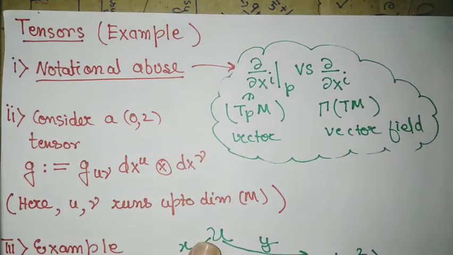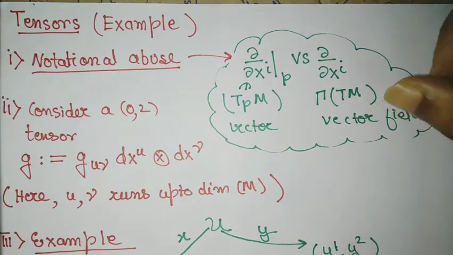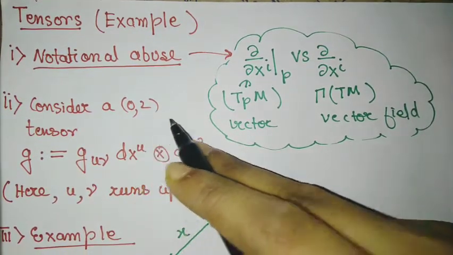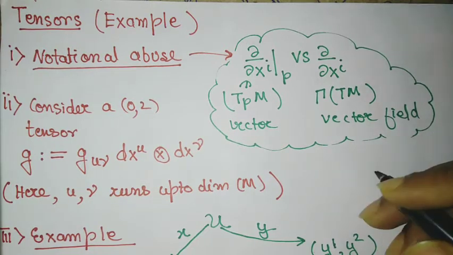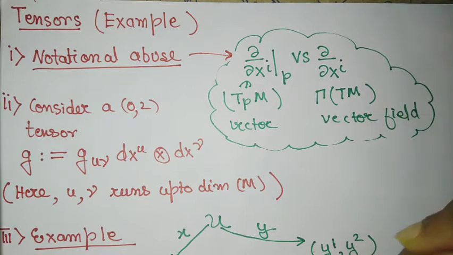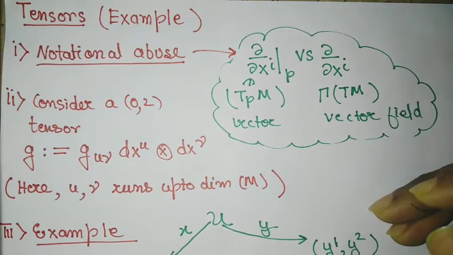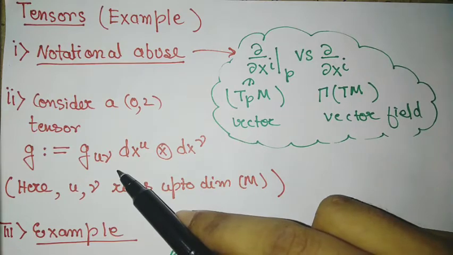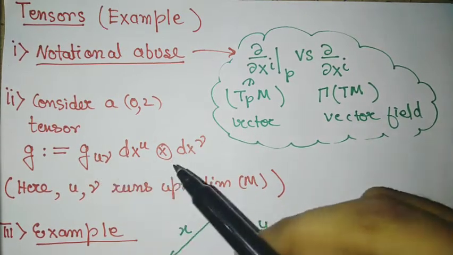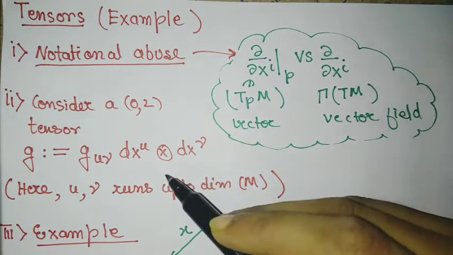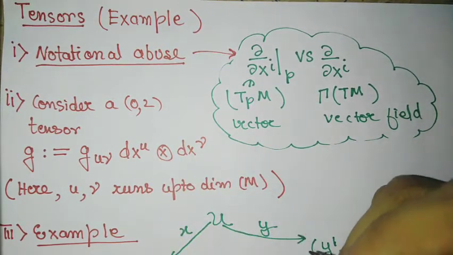In this video I will be talking about a small example of tensors. So I will basically be taking a 0-2 tensor, which will eat two vectors to give you a C infinity(M) function, if it is a tensor field, or it will give you a real number, or whatever the underlying field may be. So this is the tensor. I will be trying to do a transformation of this tensor using the transformation rule of tensors that we have seen in the previous videos.